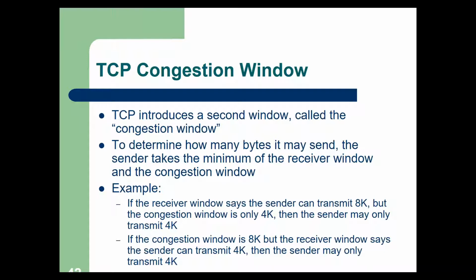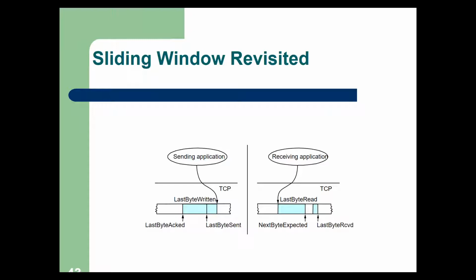So with this congestion window and the receiver window, whatever the minimum value is, the sender will transmit that only. For example, if the congestion window is 8K but the receiver can only accept 4K, then the sender may only transmit 4K. Whatever the minimum value is between the congestion window and the receiver window, the sender will send the minimum size of the two.